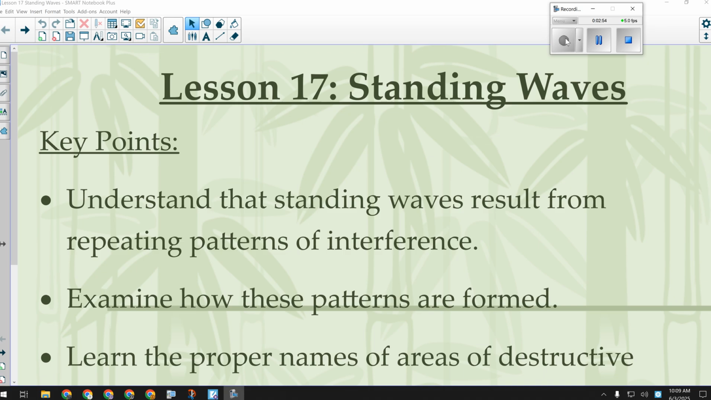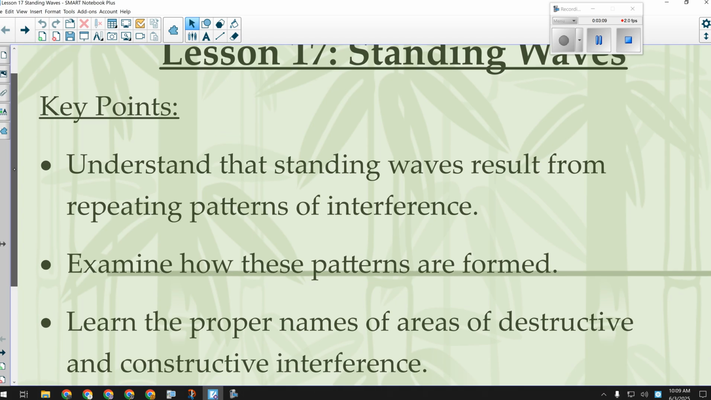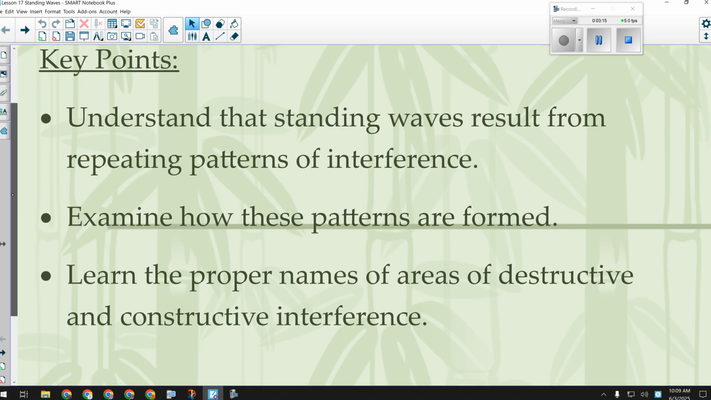So you only get a standing wave pattern if you have all the waves being the same. If I was randomly generating waves, it would have just been a jumbled mess. So understand that standing waves result from repeating patterns of interference. The standing wave is not a wave standing still, it is an interference pattern. Look at how those patterns are formed.